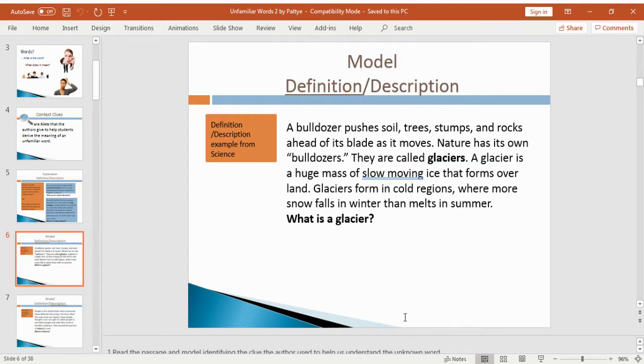Looking at that bold-faced word, I'm going to look at the sentence where I see it in bold-face. It says they are called, so that doesn't tell me what a glacier is. So let's look before it and after it and see if we can find the sentence that tells what a glacier is. Have you found it? If you said that a glacier is the sentence that says a glacier is a huge mass of slow-moving ice that forms over land, you did an amazing job.